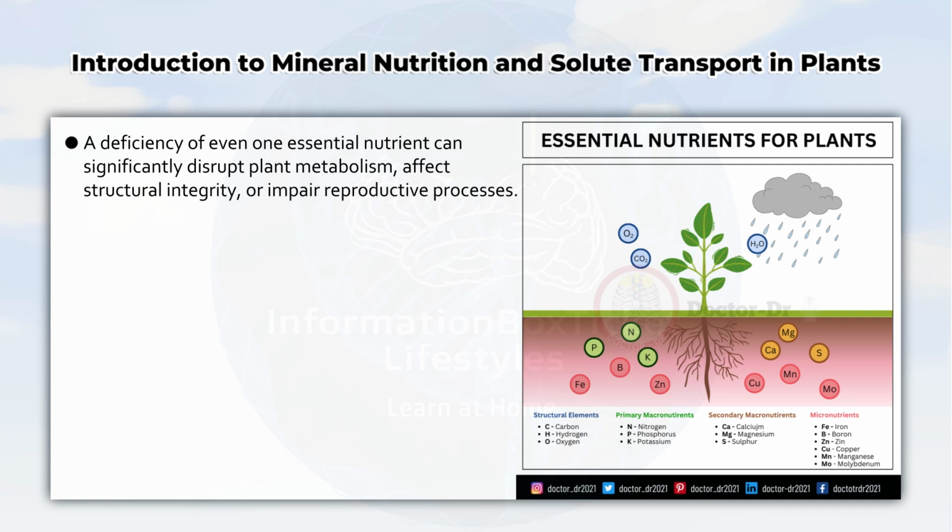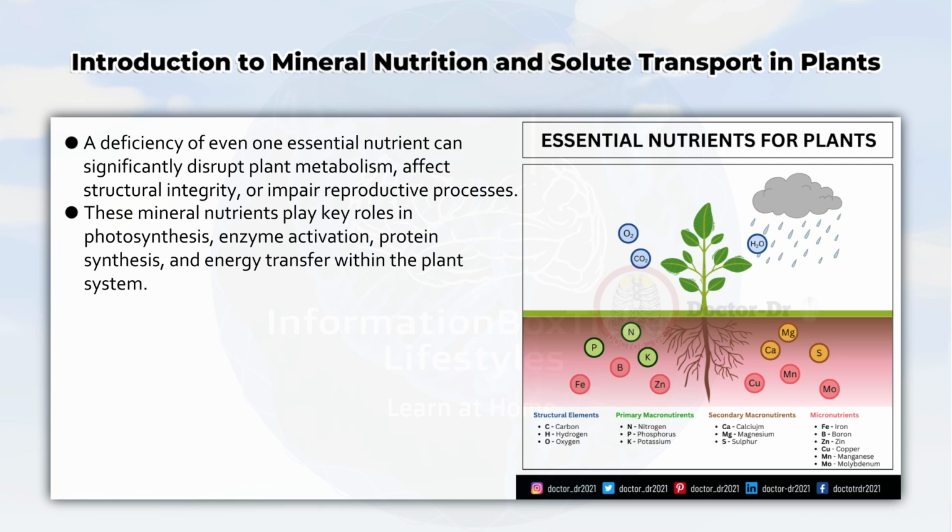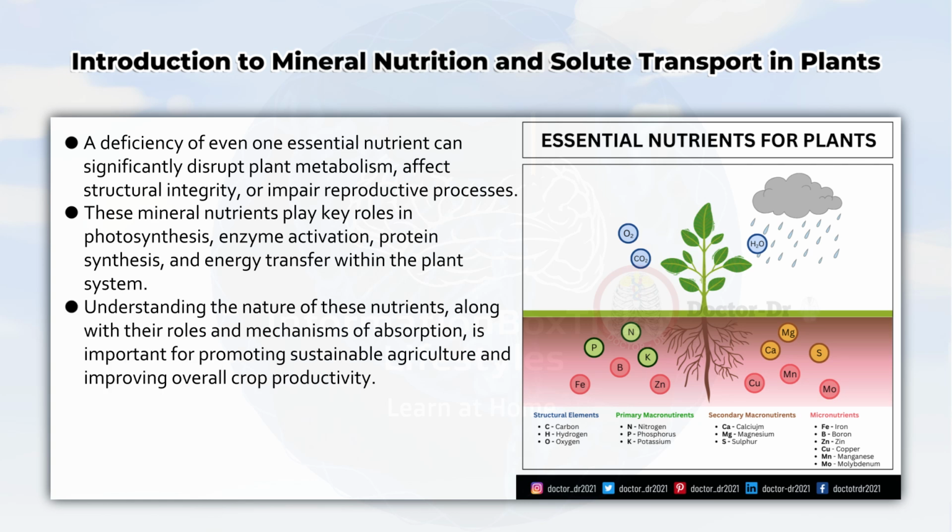A deficiency of even one essential nutrient can significantly disrupt plant metabolism, affect structural integrity, or impair reproductive processes. These mineral nutrients play key roles in photosynthesis, enzyme activation, protein synthesis, and energy transfer within the plant system. Understanding the nature of these nutrients, along with their roles and mechanisms of absorption, is important for promoting sustainable agriculture and improving overall crop productivity.